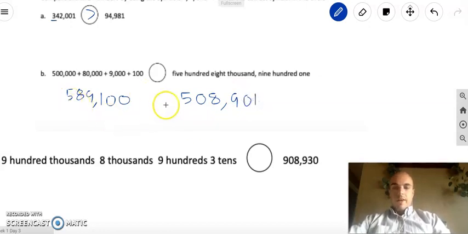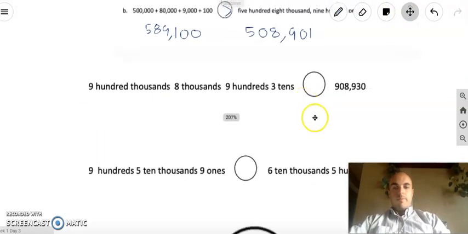So now I can compare these. Let's look. I have a 5 in the 100,000s for both. I have an 8 in the 10,000s place and nothing in the 10,000s place here. So this number is larger. 8 10,000s is much larger than 0 10,000s.